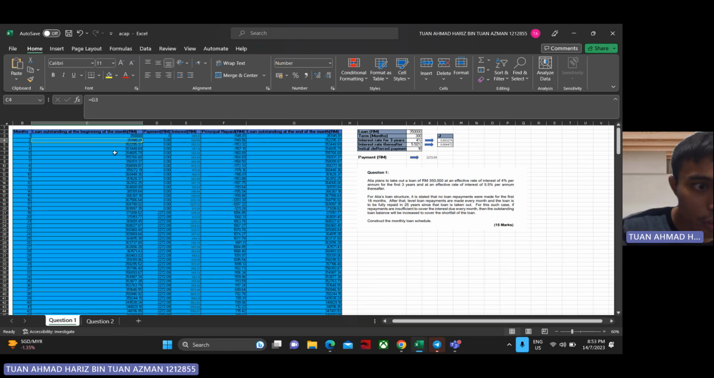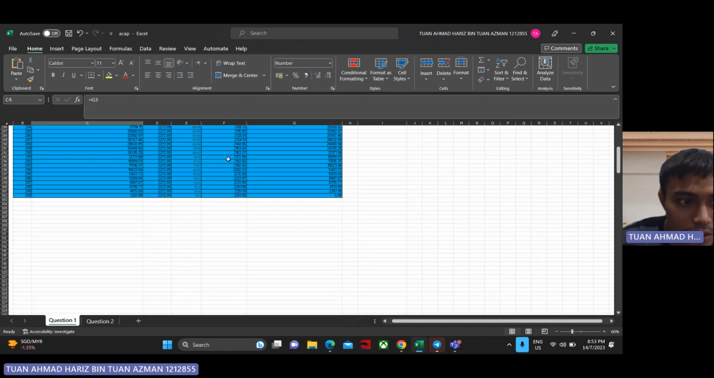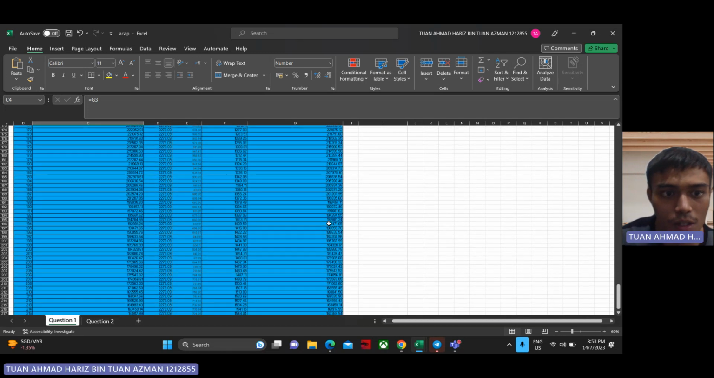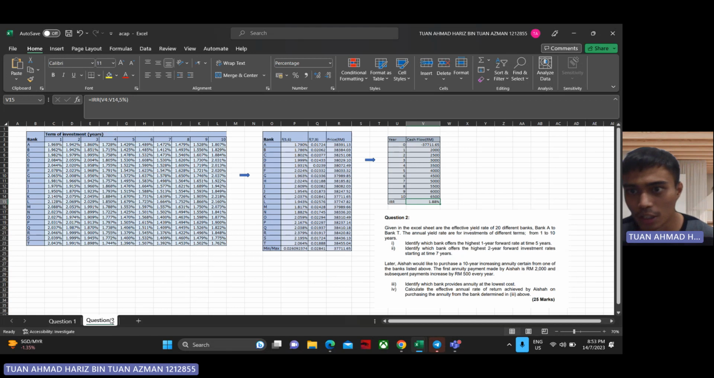And then from that, for the second month, and then until the 300 terms, it's just the same, but we substitute the loan outstanding at the beginning of the month with the loan outstanding at the end of the previous month. And then from that, we can proceed with the payment, interest, principal repaid, and so on until the 300 terms. And then we can see here at the 300th term, the loan outstanding at the end of the month is zero. Right. So this is how I calculate the first question. And then we can proceed to the next question.